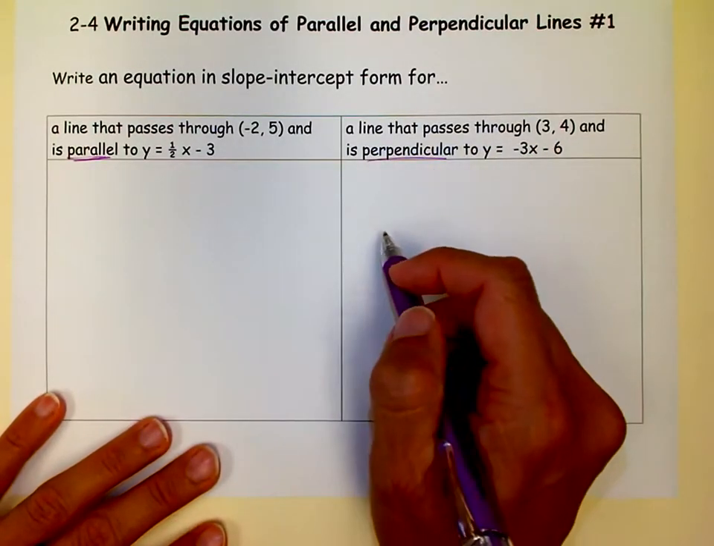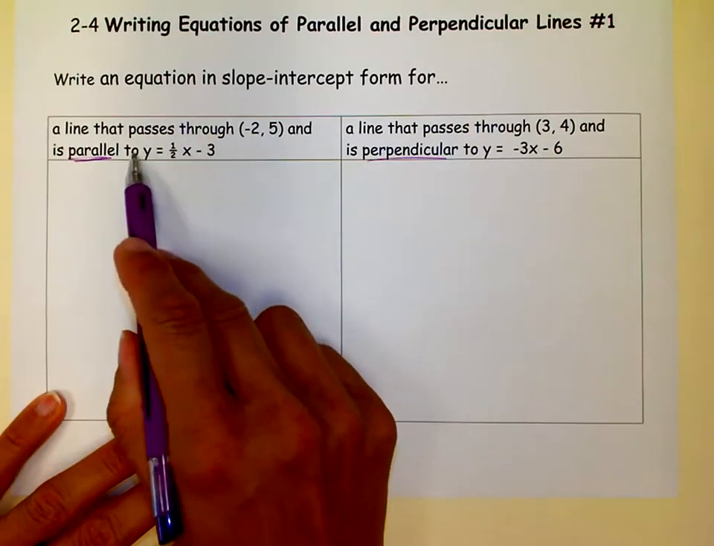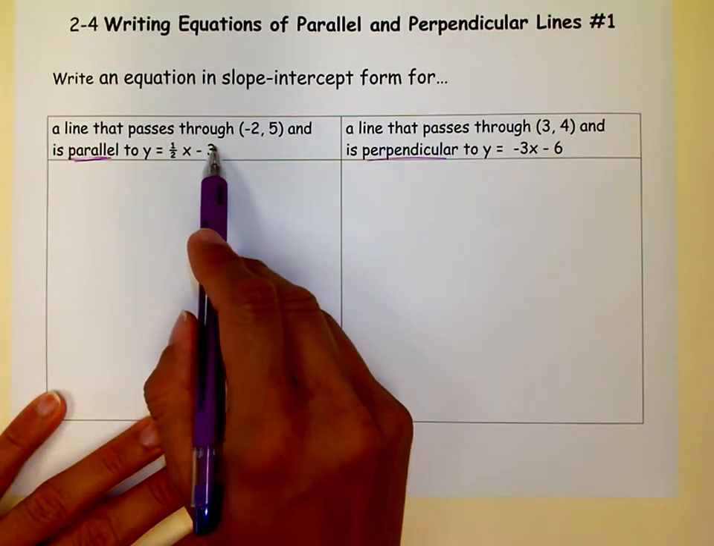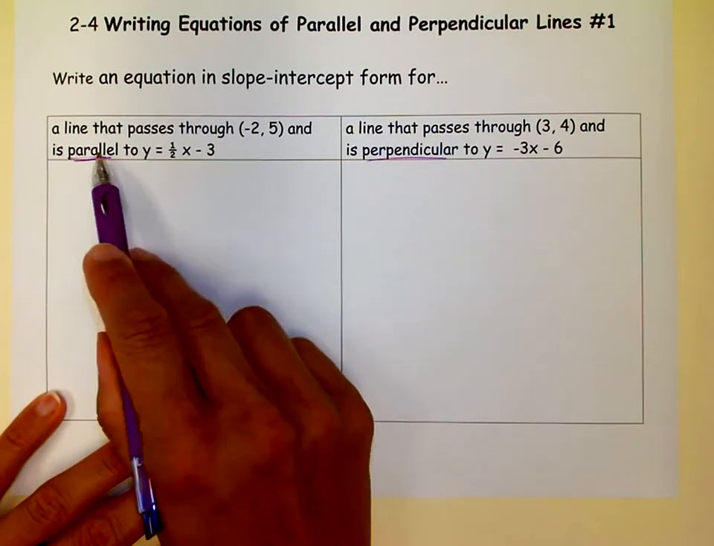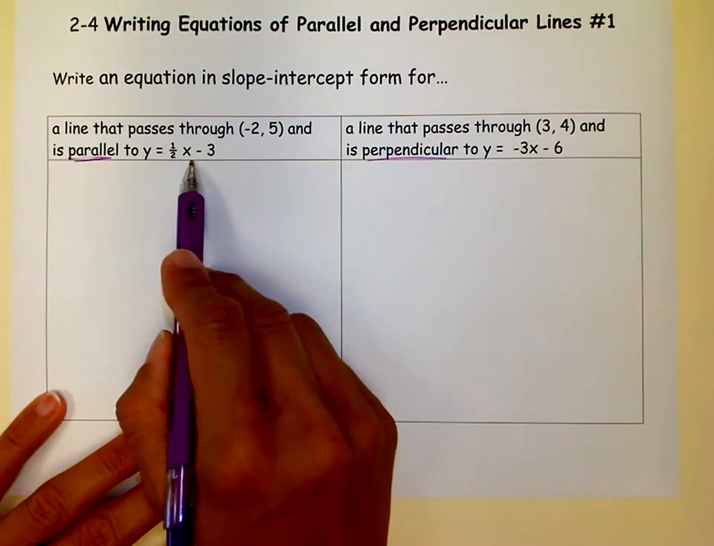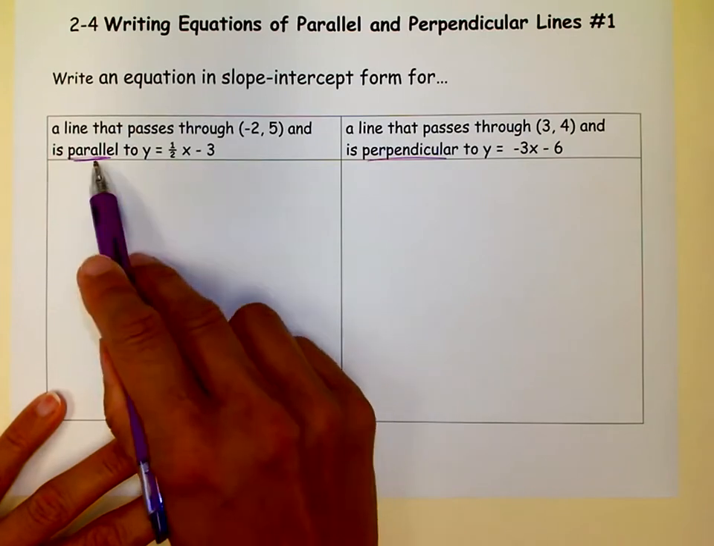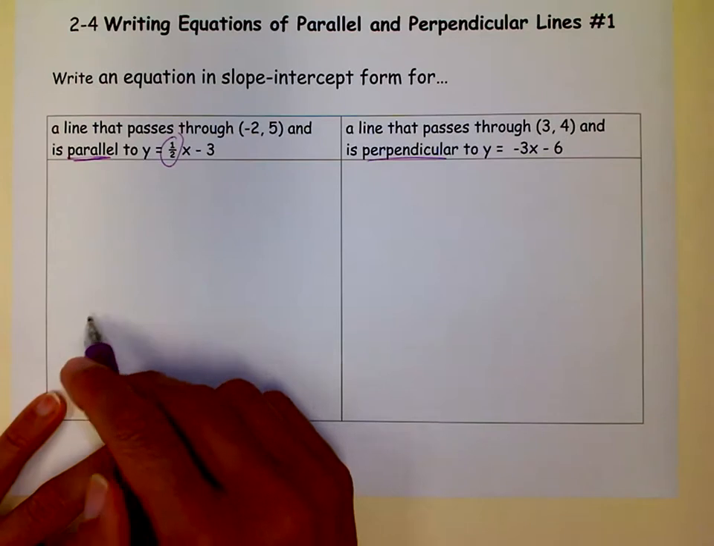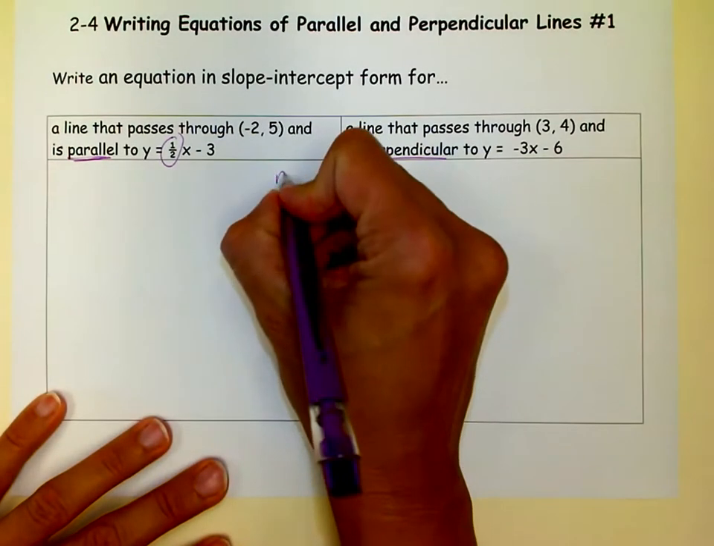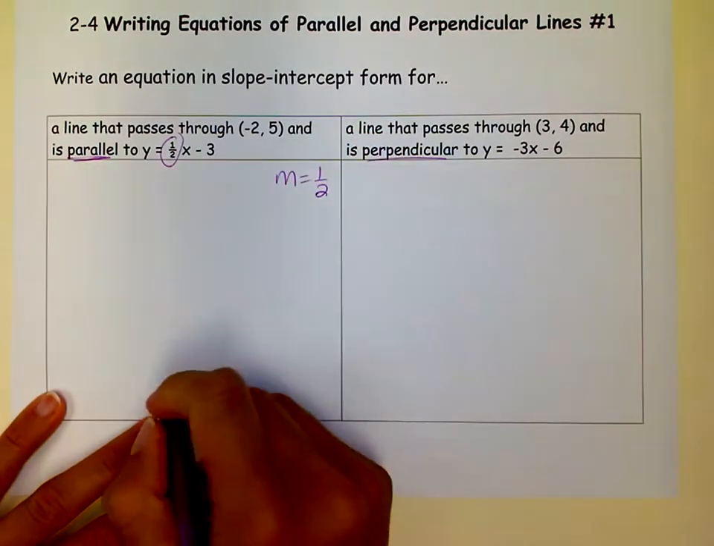The most common mistake people make is they think that they're done because they already gave you an equation of a line. The only reason this line is given is to tell you that it's parallel to the line you're supposed to come up with. And if they say it's parallel, then you know that the slopes are the same. So if the slope of this is 1/2, the slope of your line is also going to be 1/2.